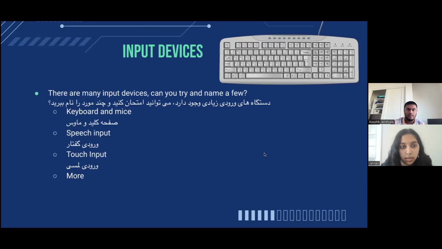Next, we have input devices. There are many input devices, some of which are keyboard and mice. Then we have speech input, touch input, and many, many more. There are so many devices. Can you name a few? Some of them include, as we said here, a keyboard or a mouse. Then we have a microphone or a sensor for touch, which could be your touchpad, and there are many more input devices.